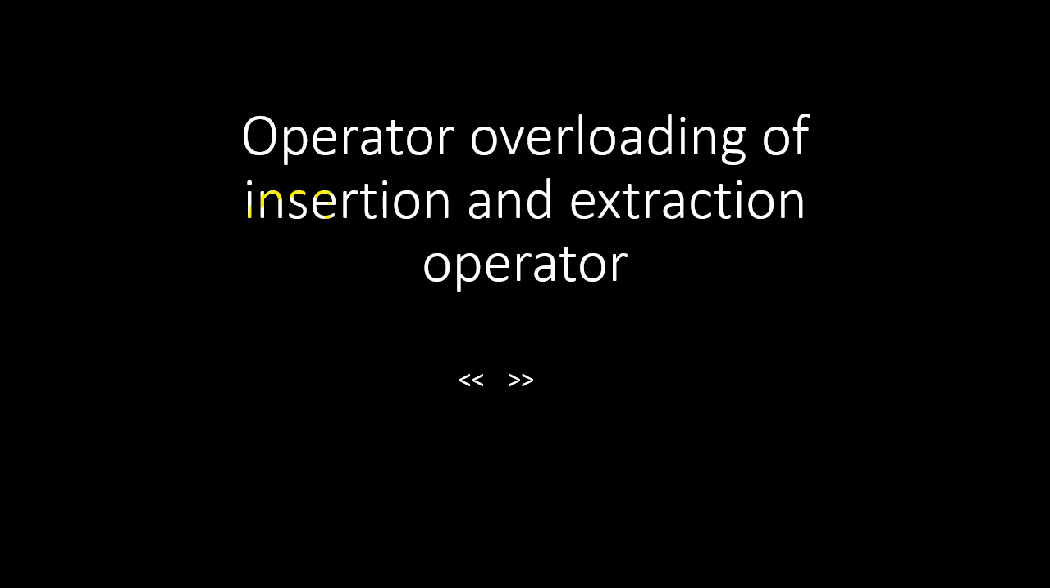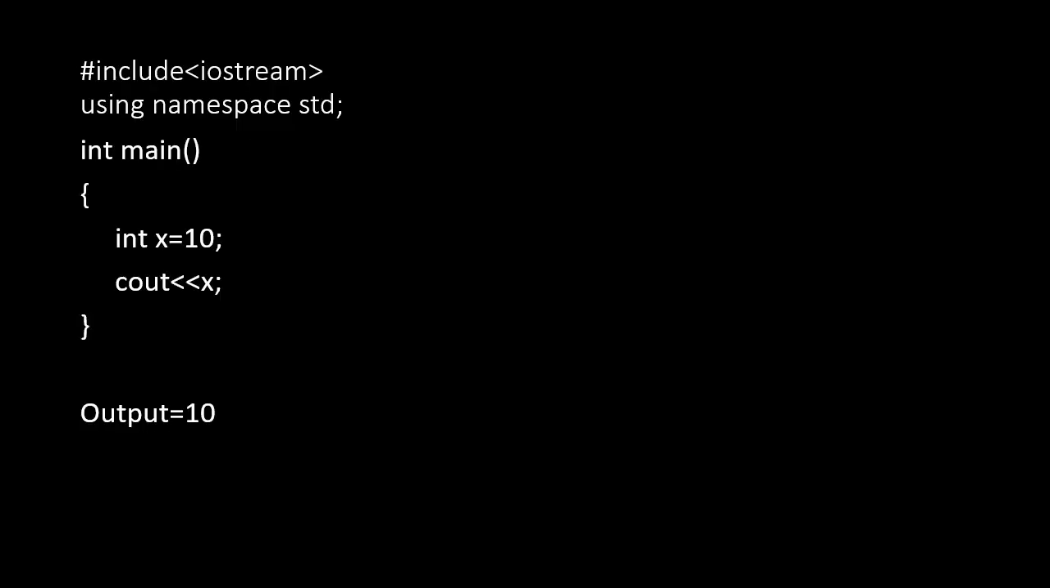Today we are going to discuss operator overloading of the insertion and extraction operator. So let's begin. Here is our first example. We have taken an integer type variable x which is assigned 10. cout x. So what will be displayed on screen? Obviously 10 will be displayed on screen as an output.